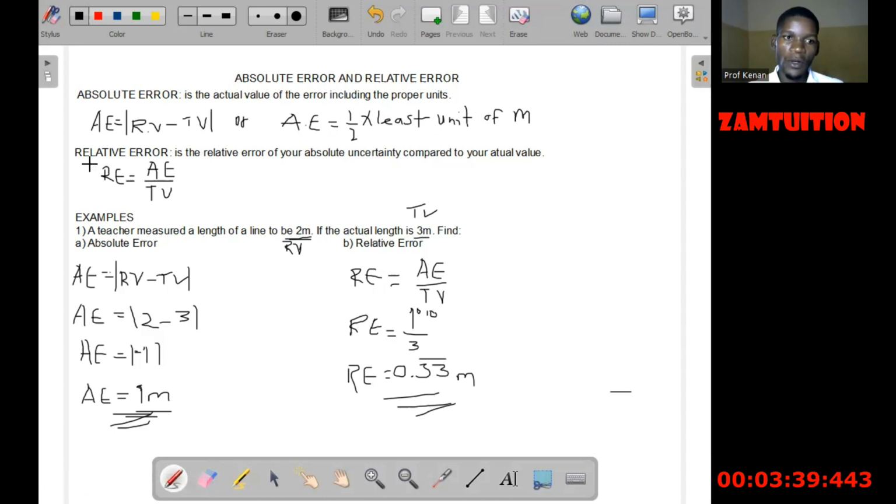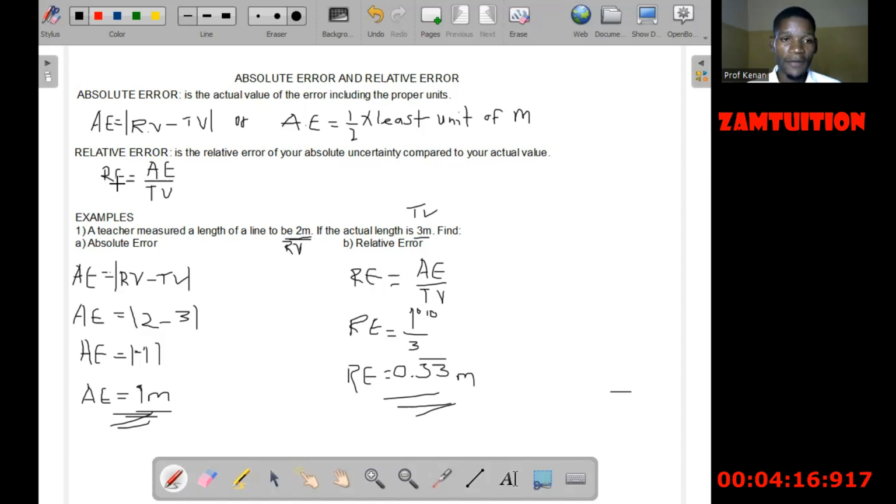And then we go to relative error. Relative error is the relative error of your absolute uncertainty compared to your actual value. That is the definition. Remember what I said at first: you are supposed to know the definitions before you know how to solve this type of question. So relative error is the relative error of your absolute uncertainty compared to your actual value.